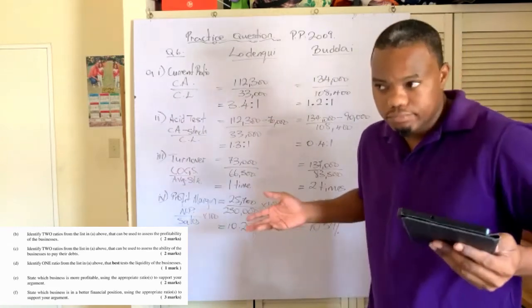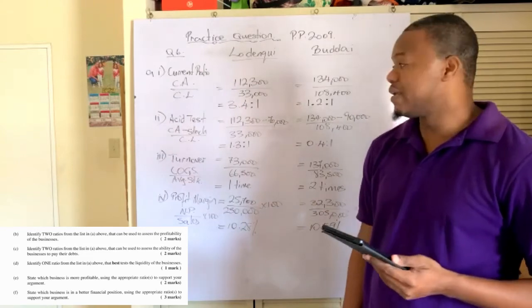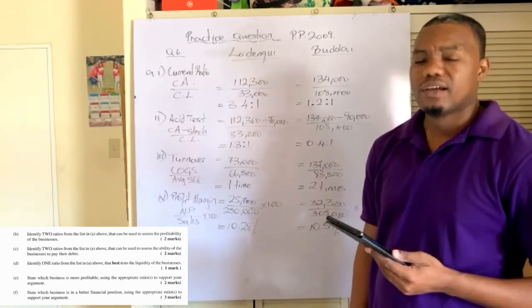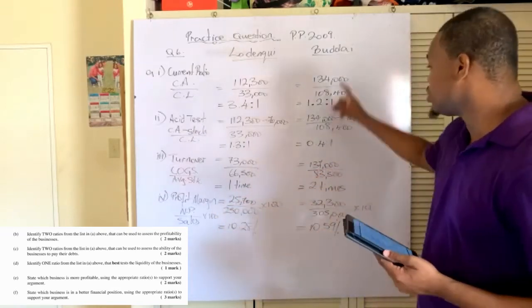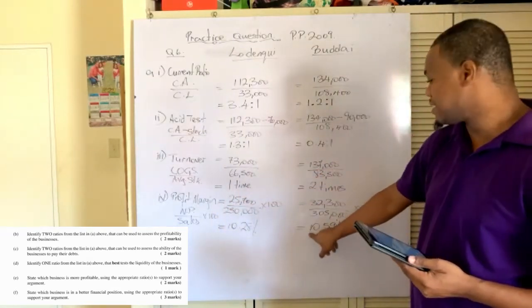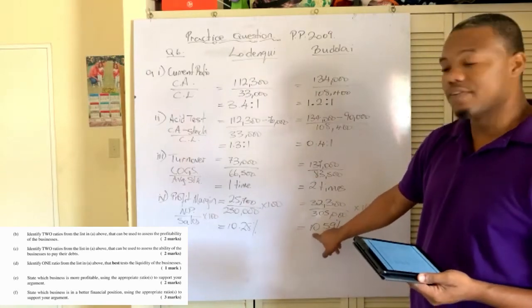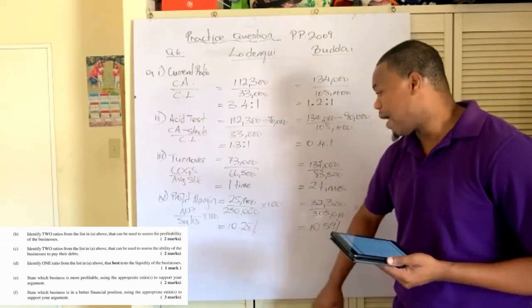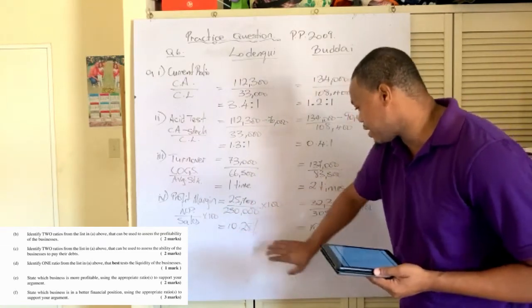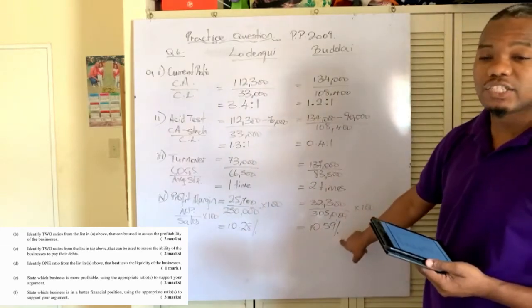E, state which business is more profitable using the appropriate ratio to support your argument. And that's easy, right? We can use the profit margin ratio to say that Budai's business is more profitable because this is actually 11%, being technical, while this is just 10%. You get what I'm saying? So Budai's profit margin is greater.